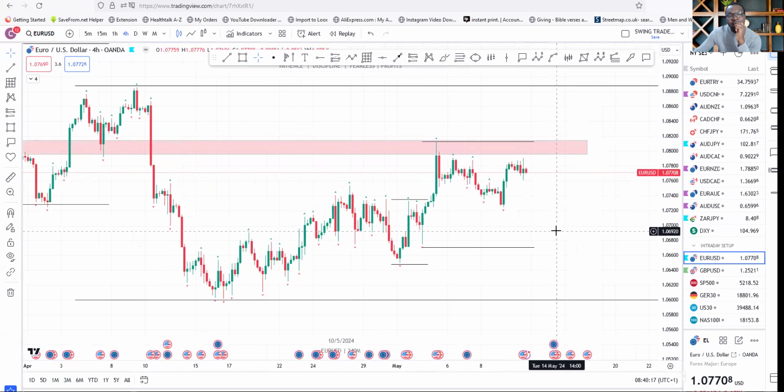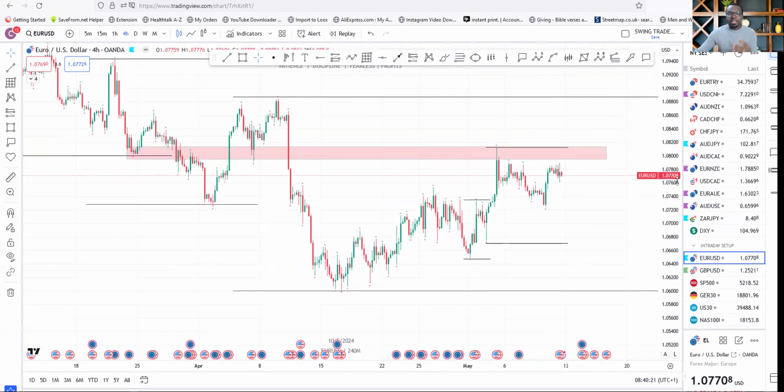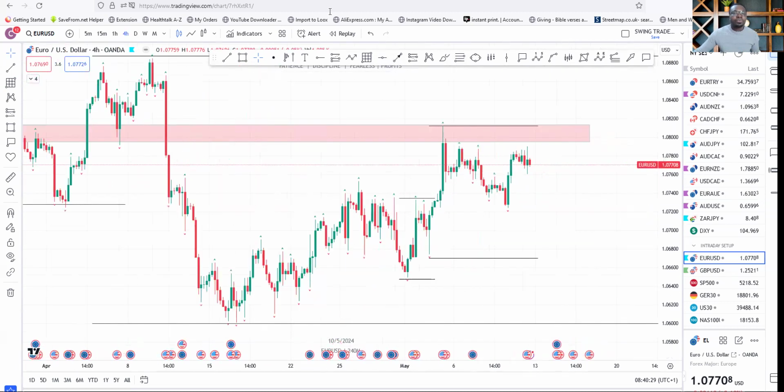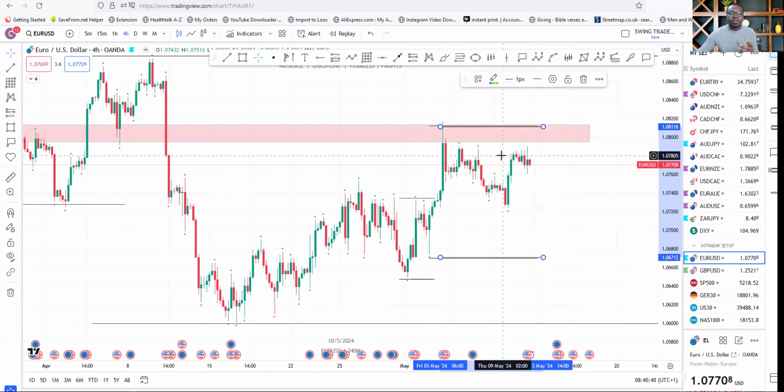So on Euro USD, even though the market is bearish, we can still say that it's trading within the range. So that means we are looking for sell, but the sell must be within the range. So what do we do? We have to create our gun box for our time frame. You put in your gun box right there, and then guess what? You're going to look for the point of interest.